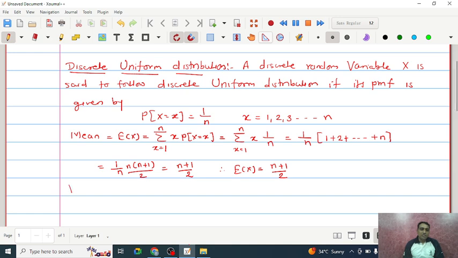Then we calculate the variance of this discrete uniform distribution. Variance has the formula V of x is equal to expectation of x minus expectation of x whole bracket square. And to calculate it, we use the formula expectation of x square minus expectation of x whole bracket square. Here expectation of x we already calculated, so we have to calculate expectation of x square.